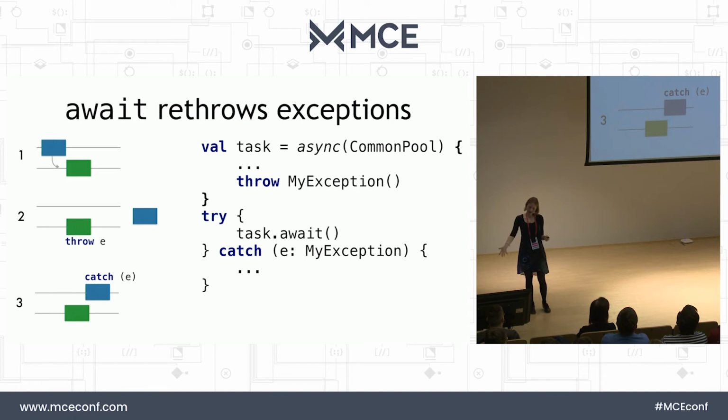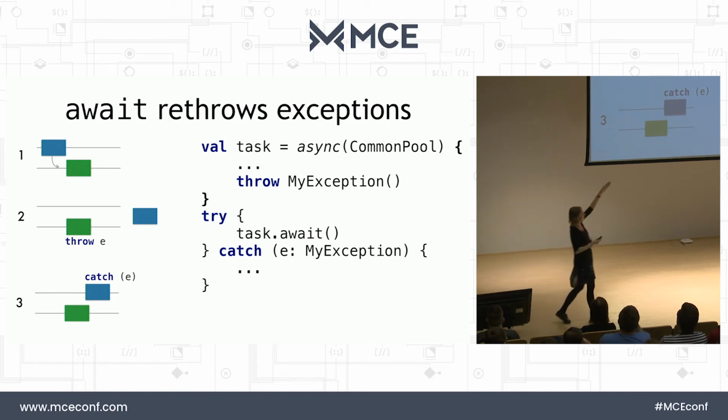So here there is an example. You start the green computation asynchronously in the common pool, and somehow during this computation, an exception is thrown. However, you see that you can just write a regular try catch, and inside it use task await, and you can catch this exception. Under the hood, await catches this exception and rethrows it. So you throw this exception on one thread, but catch it on the other thread. It might happen because you catch it in the first coroutine when it's continued.